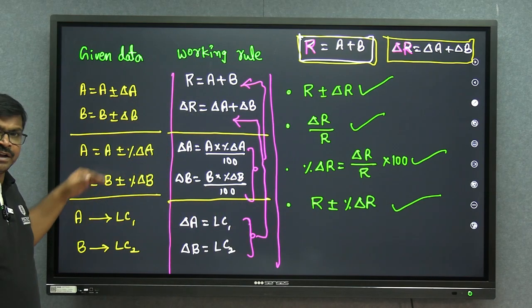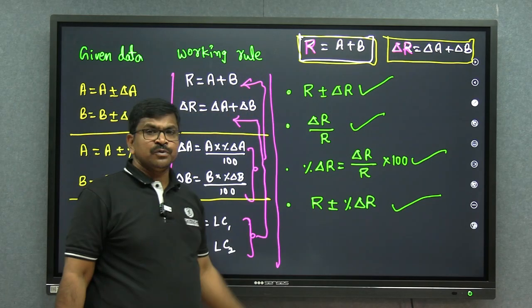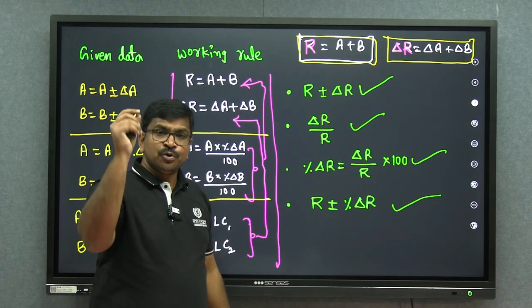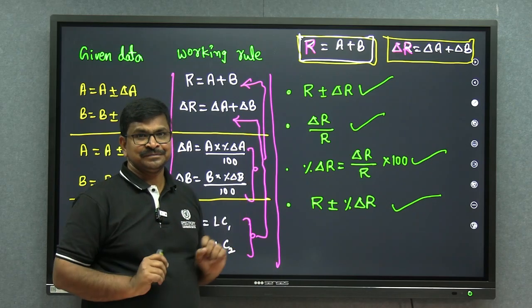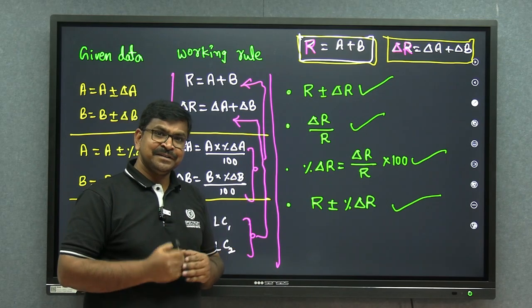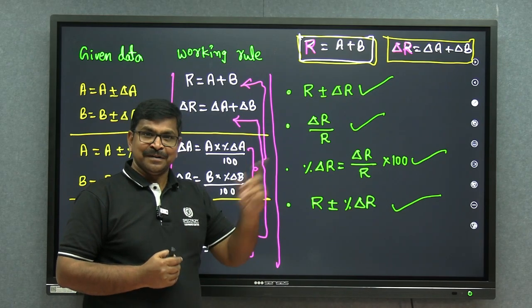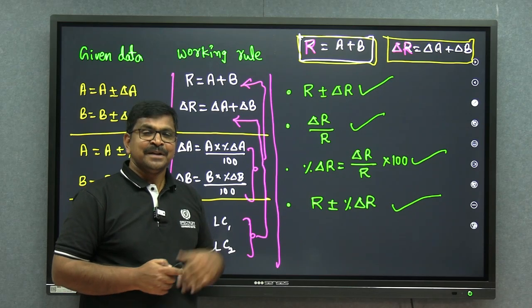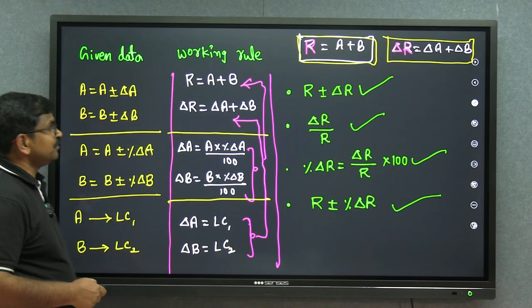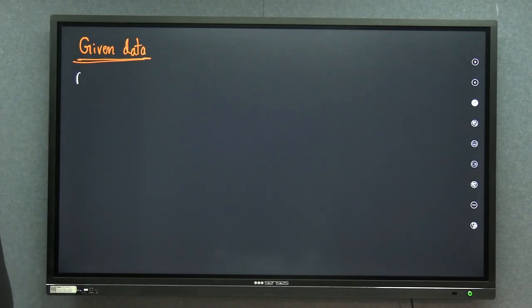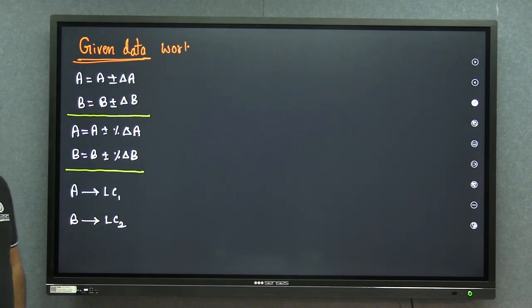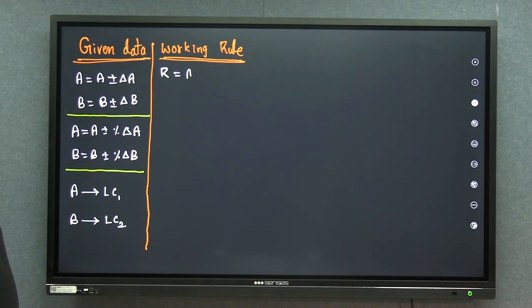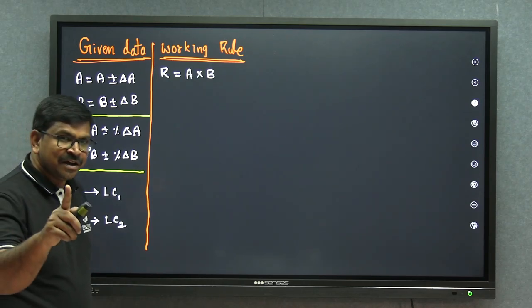So three different given data with four possible questions, 3 into 4, 12 kinds of unique numericals for the addition operation. For subtraction again, 12 kinds of unique models. And let us see in the case of multiplication and division. So in the case of multiplication and division, please keep in mind, for multiplication, absolute errors are added or percentage errors are added.